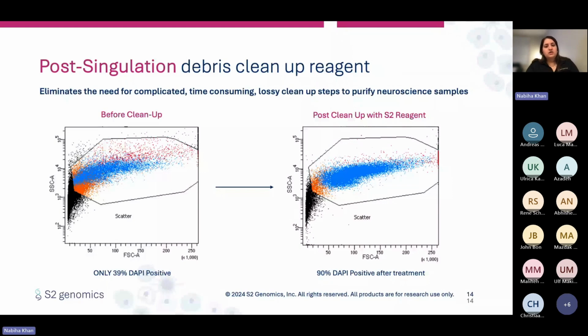Here, you can see a sample was run through a cell cytometer before and after our debris removal step. On the left, you see that around 39% of the events were DAPI stained nuclei before debris removal. On the right, you see that around 90% of the events were DAPI stained nuclei after debris removal. This reagent has been a fan favorite, especially when dealing with myelin debris from brain isolations.